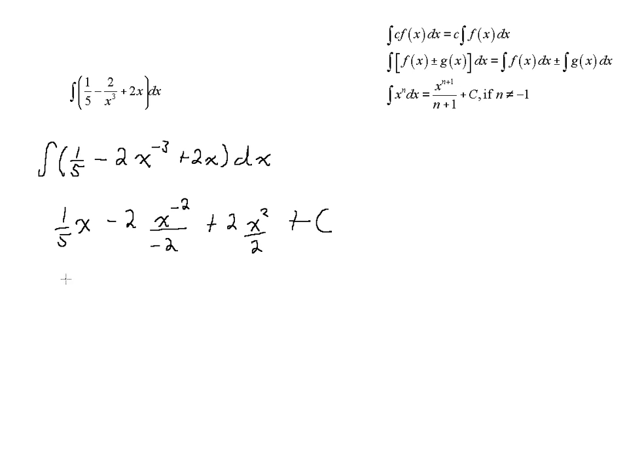So we have 1/5 x, and look, the -2's cancel, and we get a plus x to the -2, and then here the 2's cancel, plus x squared plus c. And then I'm just going to rewrite this because we were given it with a positive exponent in the denominator, so I'm going to rewrite it like that: 1 over x squared plus x squared plus c.